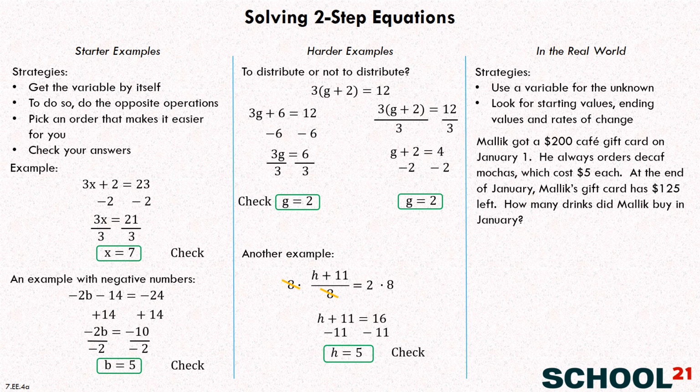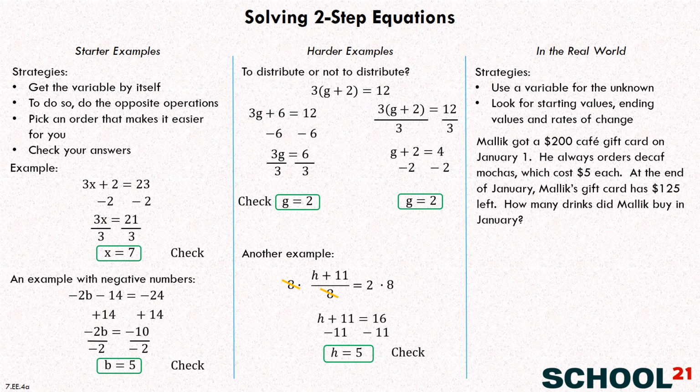Malik got a $200 cafe gift card on January 1st. He always orders decaf mochas, which cost $5 each. At the end of January, Malik's gift card has $125 left. How many drinks did Malik buy in January?